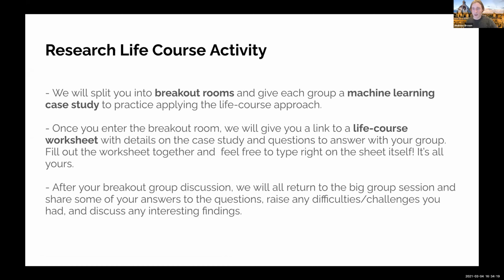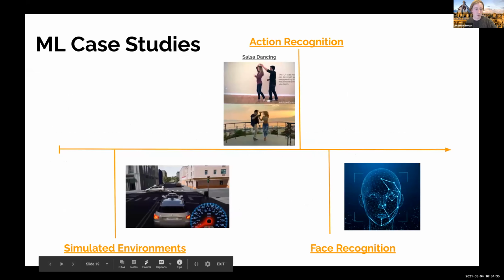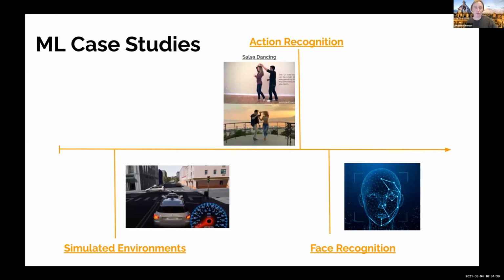So I'm now going to go through the 3 different case studies that each of the breakout rooms are going to have. This is so everyone has an idea of all of the different case studies that people are looking at. But don't worry, all of the details for your case study will be given to you in your breakout room. So the 3 machine learning case studies we're looking at today are face recognition, action recognition, and a task in a simulated environment. Now we chose these because they raise very different ethical concerns.